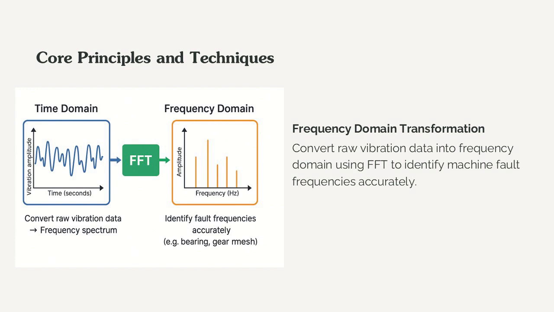Structure of the center diagram: a block labeled FFT, or fast Fourier transform, with arrows pointing from the time domain graph to the FFT block. And structure of the right side diagram: a graph labeled frequency domain, x-axis called frequency in hertz, y-axis called amplitude. It shows distinct peaks at certain frequencies, representing machine fault frequencies. For annotations: convert raw vibration data into frequency spectrum, then identify fault frequencies accurately, such as bearing, gear mesh.